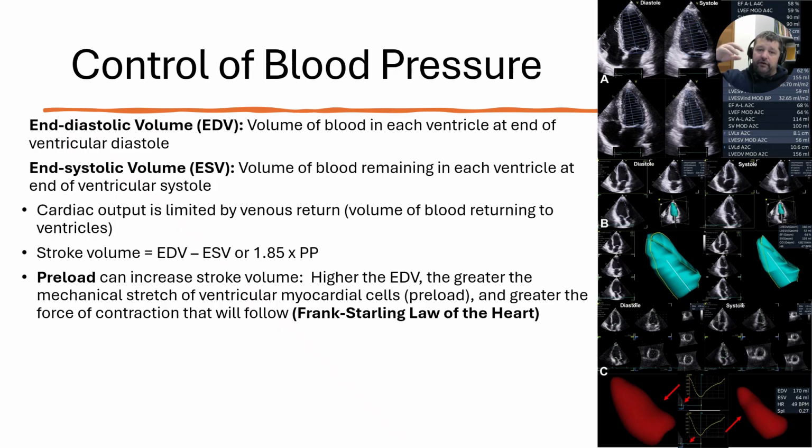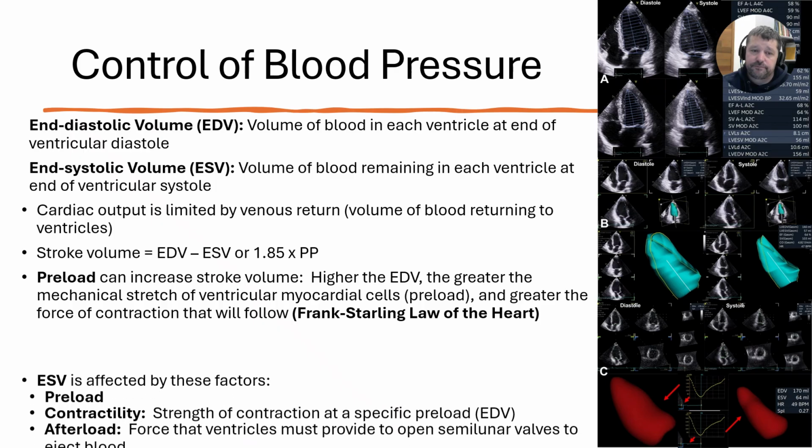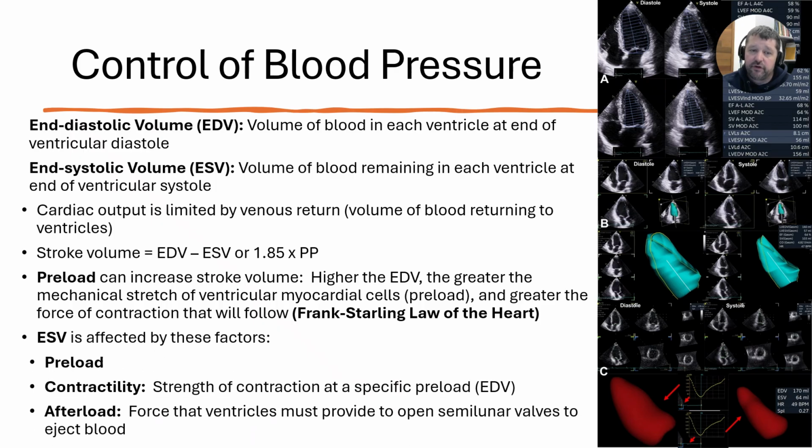That's the preload. If they're stretched out, the greater the stretch, the greater the force of the contraction will be. That's called the Frank-Starling law of the heart. So the greater your preload, the greater the force of the contraction. You could have a preload that's either great or small, and that's going to affect your end-systolic volume, how much blood remains in the heart after a contraction.